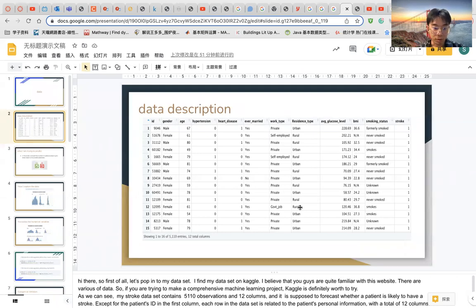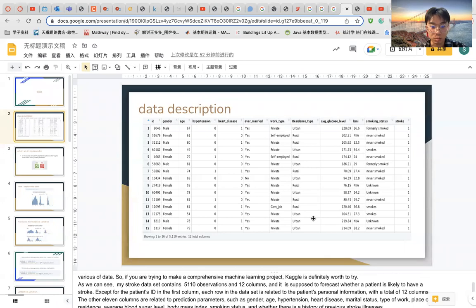Hi there. So first, let's pop into my dataset. I found my dataset on Kaggle. I believe that you guys are quite familiar with this website. There are various kinds of data. So if you are trying to make a comprehensive machine learning project, Kaggle is definitely worth a try.